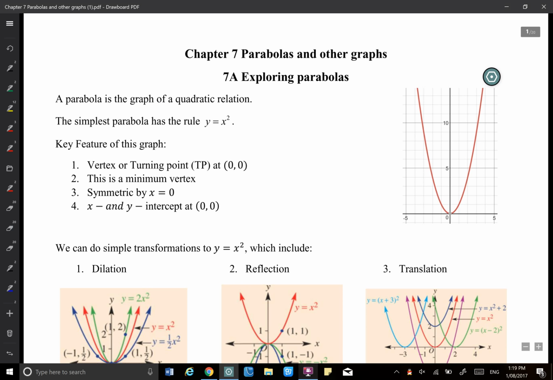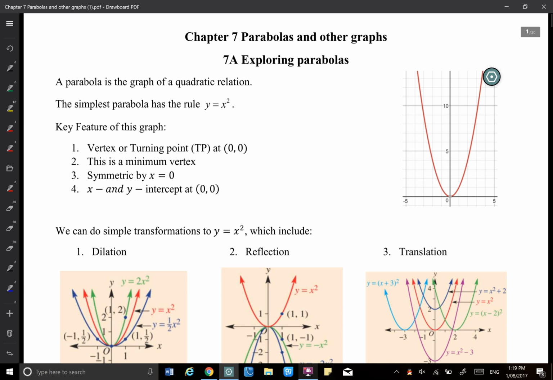We have learned problems in year 9. Okay, so the first one is just exploring. We have a revise on what we have learned in year 9. So a problem is a graph of a quadratic relation. So what is the quadratic relation?